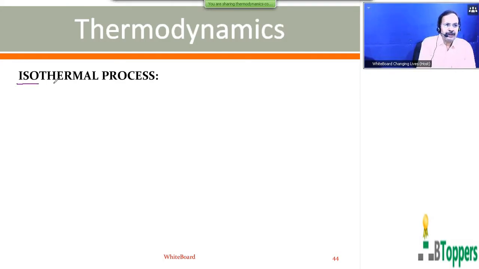In an isothermal process, that means if a system, a fixed mass of a substance, is isolated from surroundings and undergoes changes in pressure and volume such that the temperature of the system remains constant, then it is called an isothermal process. So if the temperature of the system remains constant in a process, then it is called an isothermal process. So in an isothermal process, the temperature of the system remains constant.